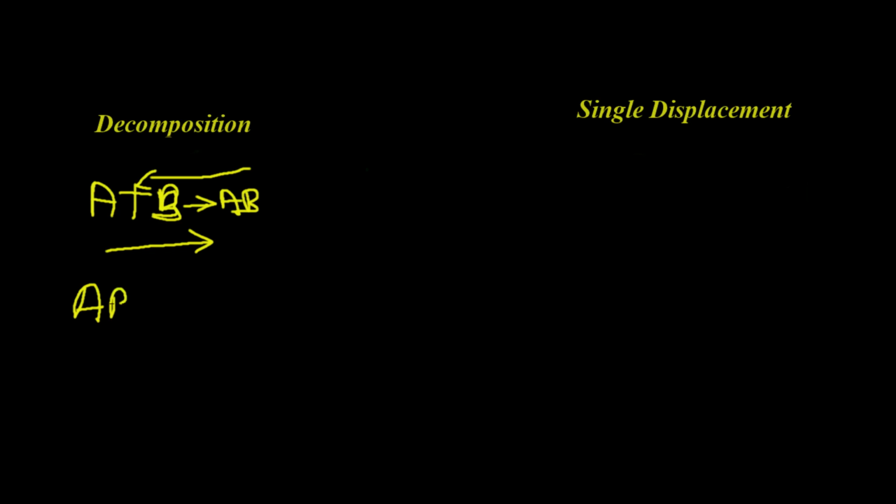If we move over to decomposition, all we're going to have is the inverse of synthesis. So we have synthesis, which is A plus B produces, let's write that B a bit bigger, element AB. In decomposition, we're going to go this way rather than this way. We're going to have element 3 at the beginning, and then it's going to break apart into simpler substances, which are element 1, so we have A, and element 2, which is B.